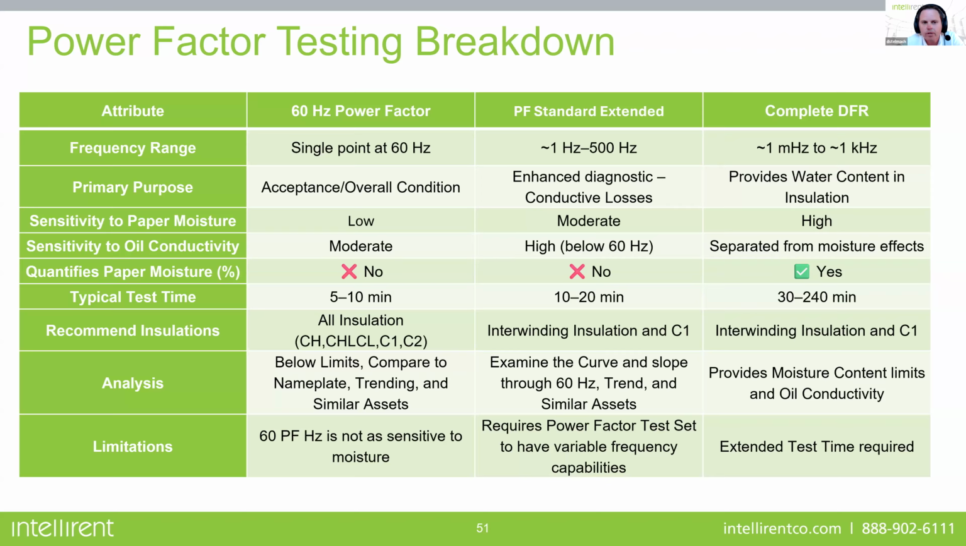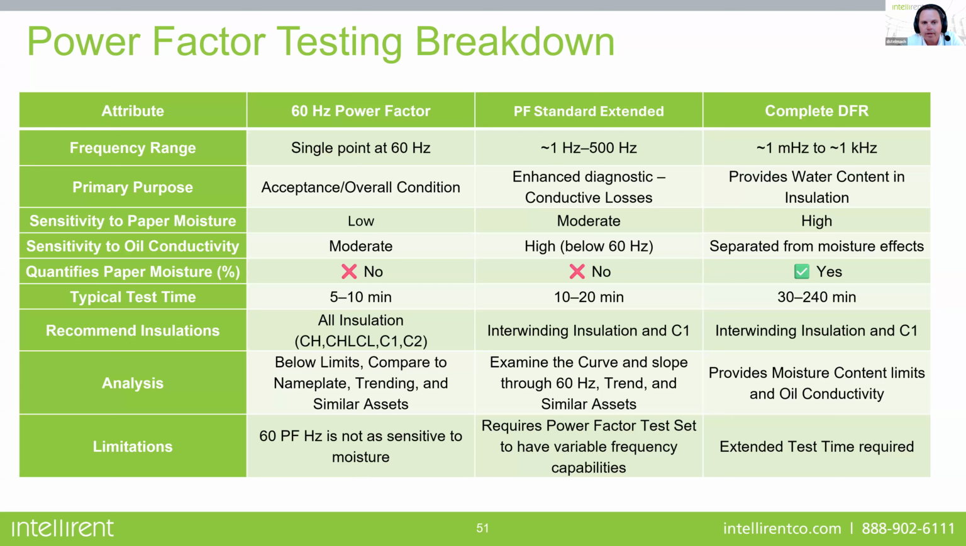It looks at a little bit more of the conductive losses that's happening. It's a little bit more moderate to paper moisture. It does take a little bit longer, about twice as long. It's the same connections as the standard 60 hertz, same test set. Interwinding, you do it on your interwinding in C1. You examine the curve and the slope, your trend, and similar assets, and it requires a power factor test set to have it.